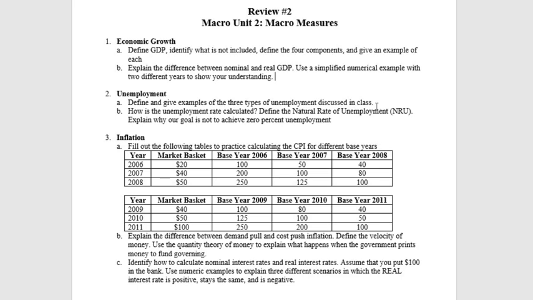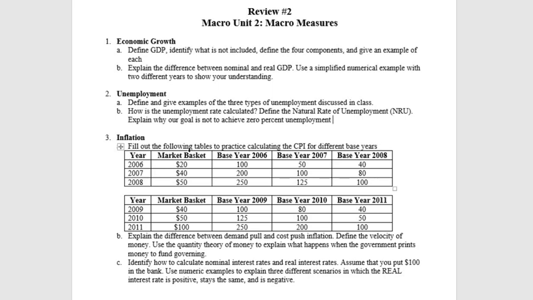How is the unemployment rate calculated? Basically, it is the number of people who are unemployed, it's not a hashtag, it's a number of unemployed, divided by the number of people in the labor force. Alright, define the natural rate of unemployment. That's frictional plus structural unemployment. Explain why our goal is not to achieve 0% unemployment, because then we would have very high inflation.